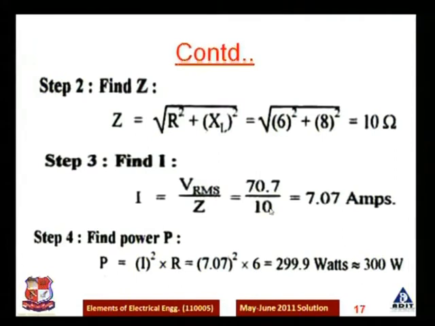Find the power. Power can be found by P equals I squared R. So I is 7.07 and the value of R is already mentioned. Even though it is a very simple circuit, it is consuming 300 watts of power whenever you connect it with an AC voltage supply, right? So these are the two answers that are asked in the exam.